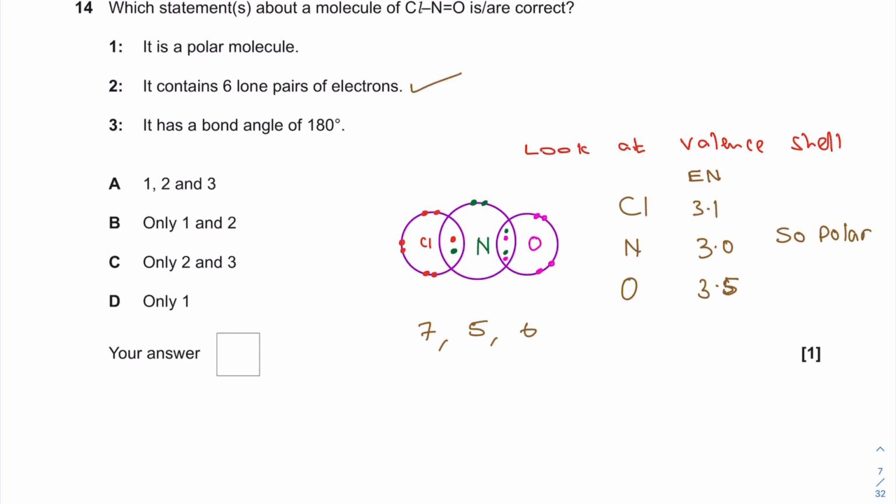Also, it is polar. It's polar because there's a difference in electronegativity, all 3 of them. This is more polar, this is less polar. So there is polarity. So therefore, the molecule is a polar molecule. EN stands for electronegativity values.